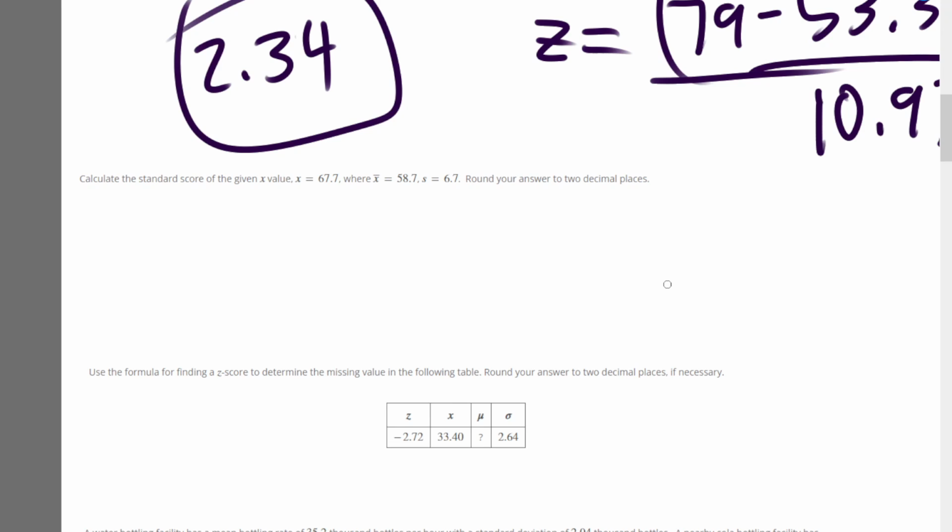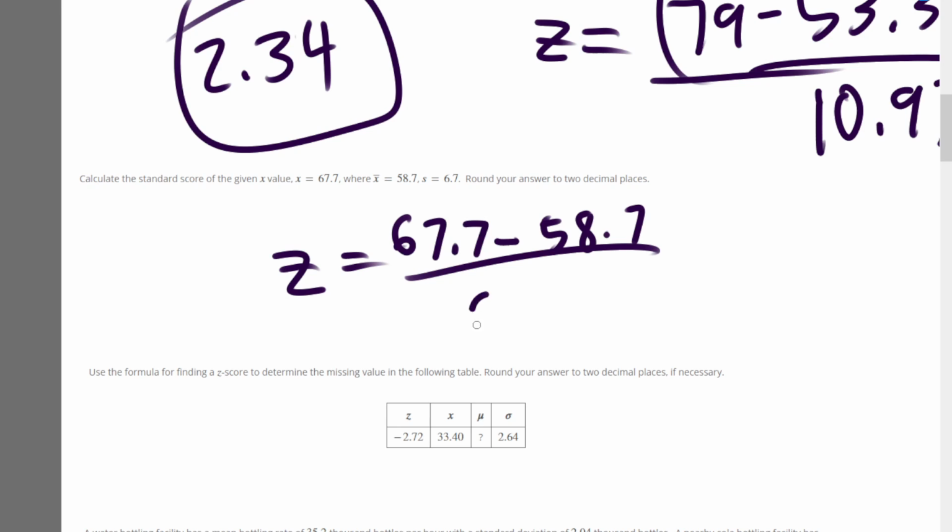Now we want to calculate the standard score of the given x value. So it's basically laying this out for us. I'll set it up, but I don't want to solve it. So z is equal to our data point, which is 67.7, minus 58.7, divided by 6.7. And then you would solve for that.